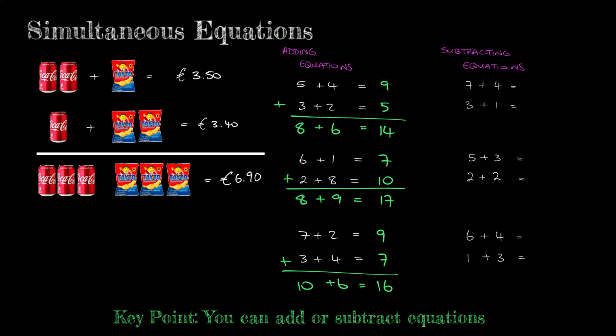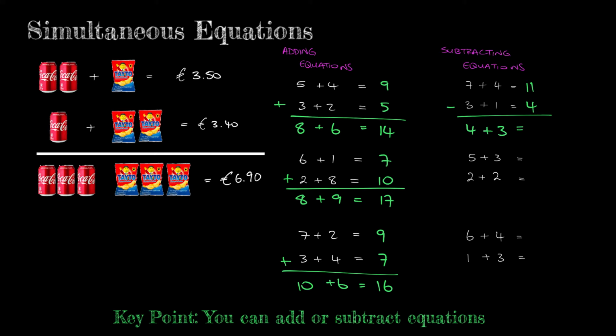So we'll just look at this one here. So 7 plus 4 is going to give us 11. 3 plus 1 is going to give us 4. But I can subtract equations. So I can say that 7 take away 3 will leave me with 4. Similarly, I can say 4 take away 1, so I'm subtracting all of these. So I'm subtracting the equations. So 4 take away 1 will leave me with a positive 3. Okay.